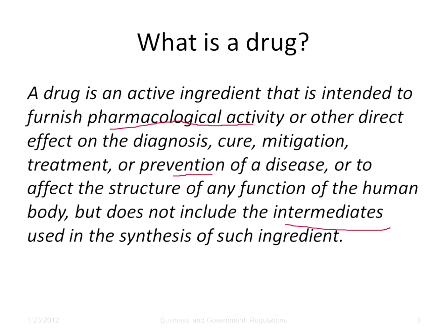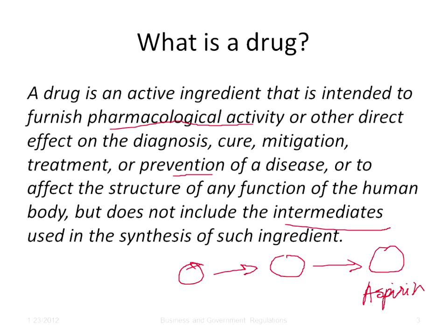For example, if you are making aspirin, part of making the aspirin involves another intermediate ingredient. You start out with one chemical, and then you convert it to another, and then you convert it to the aspirin. Then aspirin is the one that has the activity, and that's the drug. This intermediate is not a drug. So that's the basic definition of a drug.